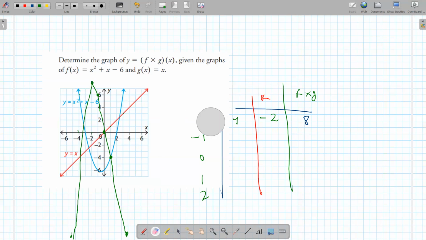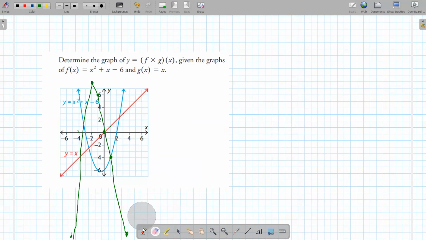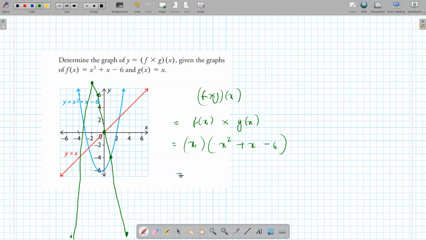A better way to do this would be to just straight up multiply them. So you want f times g of x. You can just take your f of x, you're going to multiply that with your g of x. So you have x, which is your g of x, times x squared plus x minus 6. You can open this bracket if you want, but you don't have to. You can leave it in the factored form. Let's factor this. Two numbers that multiply to -6 and add to 1, what are they?